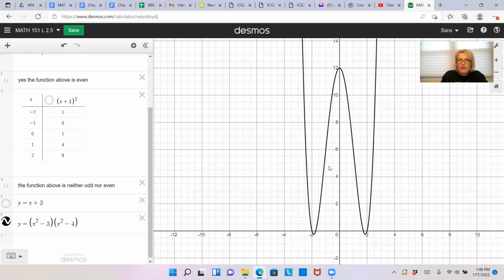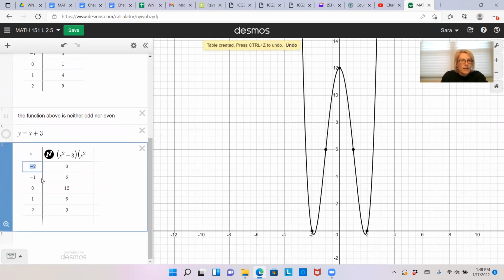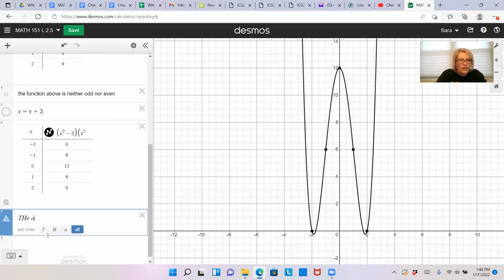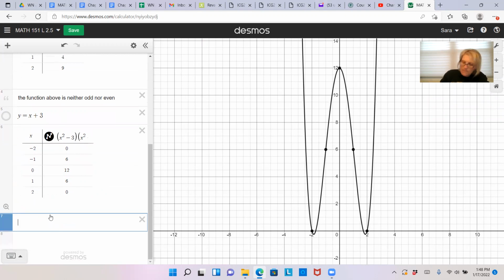Okay, and this is definitely an even function, it looks like, and we can see that also by creating the table, because -2 produces 0 and a +2 produces 0, a -1 produces 6 and a 1 produces 6. So it qualifies as an even. So that one is even.